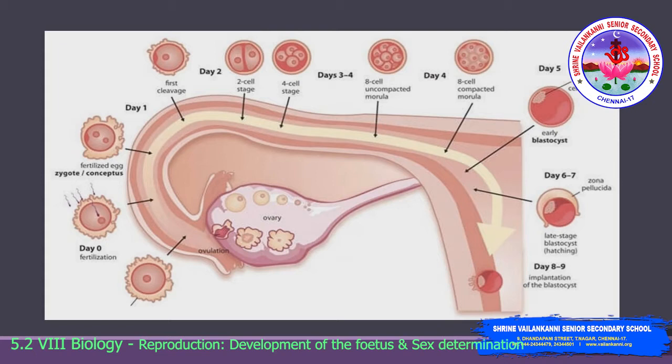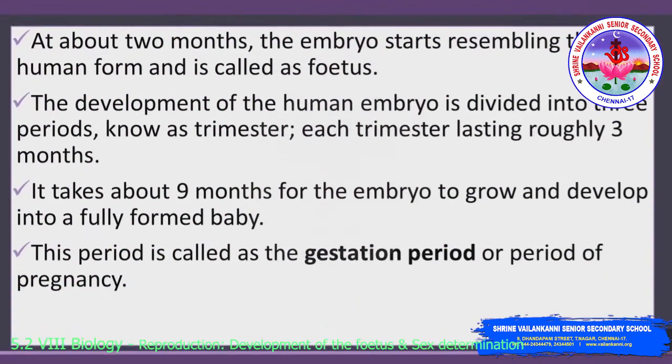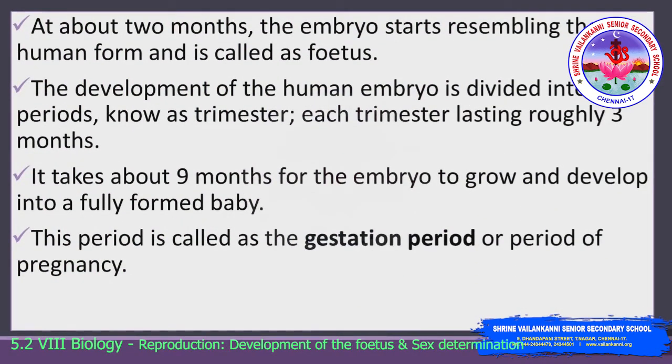So once the embryo has been implanted, at about 2 months, the embryo starts resembling the human form and it is called the fetus. The development of the human embryo is divided into 3 periods, which are also known as trimesters. Each trimester lasts roughly around 3 months. It takes about 9 months for the embryo to grow and develop into a fully formed baby. This period is called the gestation period or the period of pregnancy.